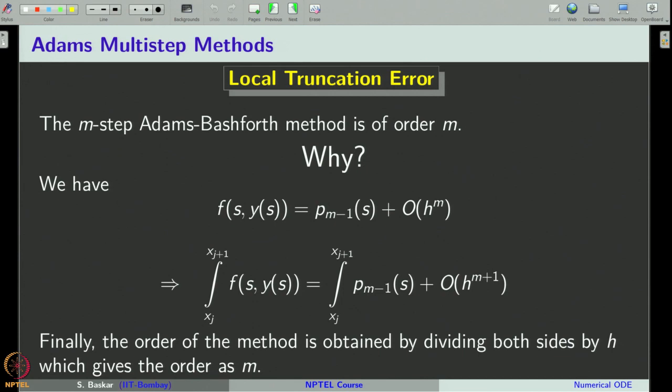You can see that the approximation that we have taken for the quadrature rule is obtained with the error of order m plus 1. Therefore, the truncation error is of order m plus 1, and that implies that the method will be of order 1 less, that is m. So, in that way, the Adams-Bashforth method with m steps will be of order m. This is an important point, you have to keep this in mind.